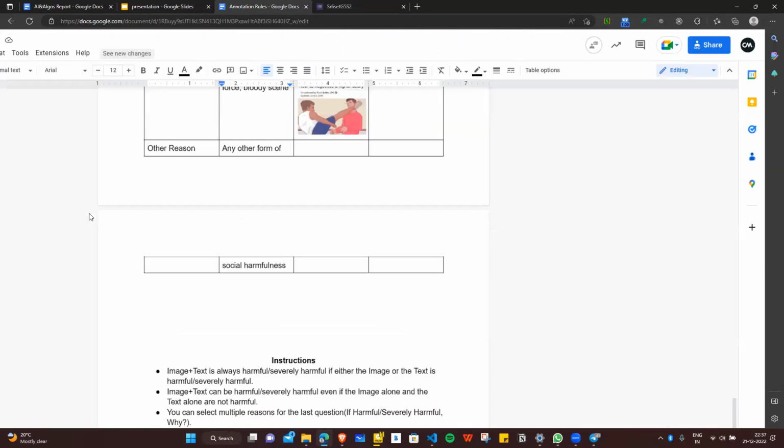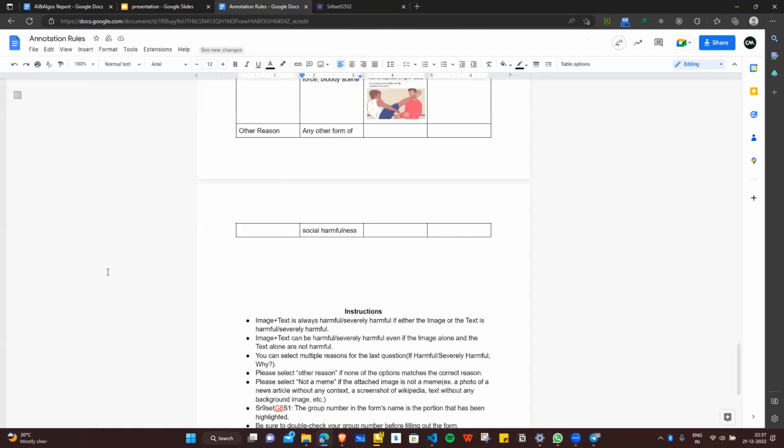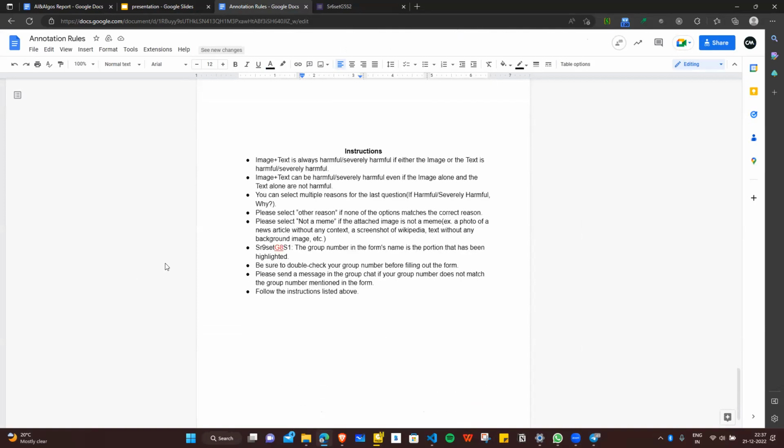And we have also given a choice for the annotators to put it in the other category, because there might be some fields that we might be missing out here. That is why we gave them another category. And these were some of the instructions for the annotators to annotate the data.